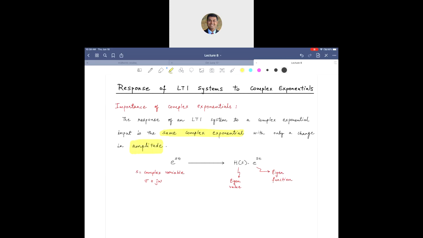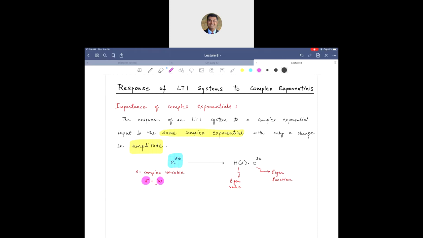So imagine a complex exponential e raised to st, where small s is the complex variable, also called the Laplace variable. If you have taken circuits already, you know what a Laplace transform is, you know what the Laplace variable s is. It has some real part and some imaginary part. Sigma plus j omega.